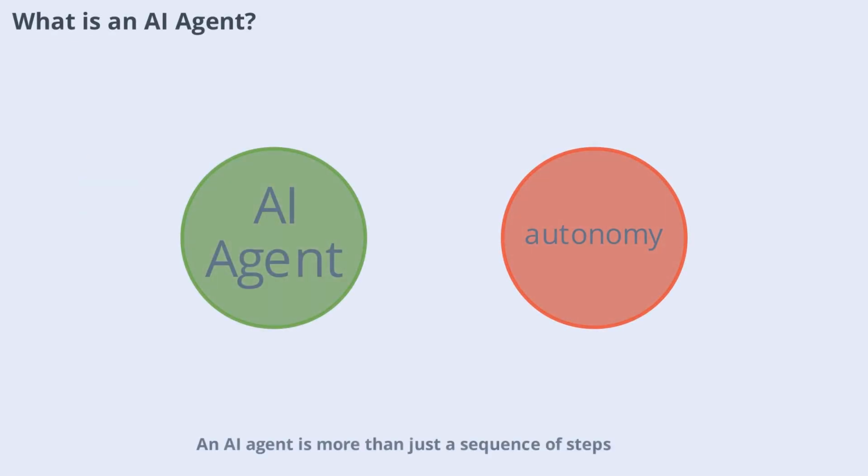An AI agent is more than just a sequence of steps. Unlike a standard retrieval-augmented generation (RAG) chain, which follows a fixed path, an AI agent is autonomous. It treats the language model as a decision-making engine, evaluates inputs, chooses tools, executes actions, and dynamically determines the next steps until the goal is achieved. This flexibility allows agents to solve complex, multi-step tasks.